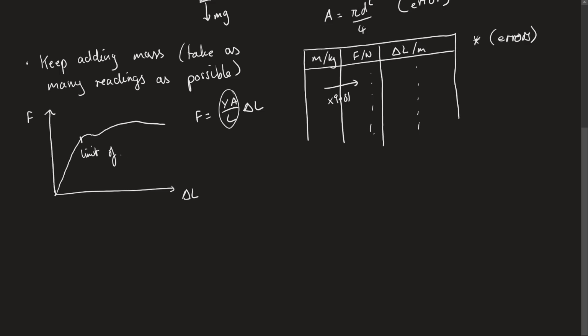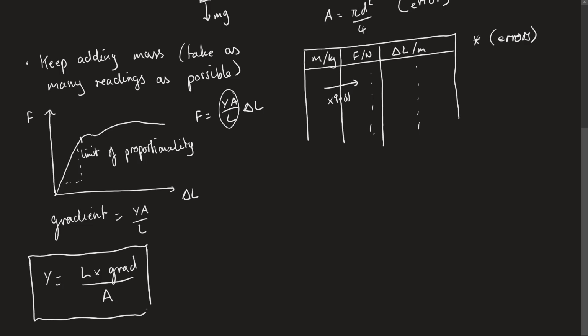We can't have any gradient past the limit of proportionality, so we're going to take this gradient here, and the gradient here should be equal to YA over L, which therefore means Y must be equal to L times the gradient divided by the cross-sectional area. And this would then give you your value for Y, and then make sure that you're doing your error analysis to get your final value.